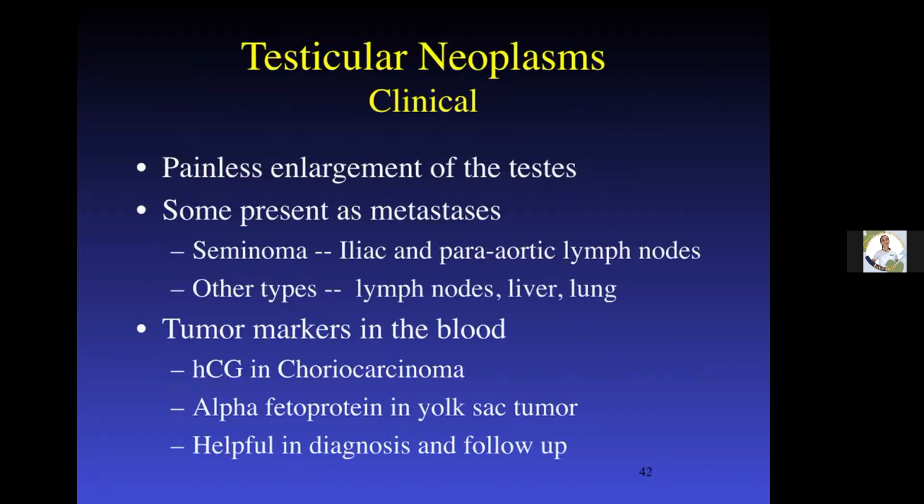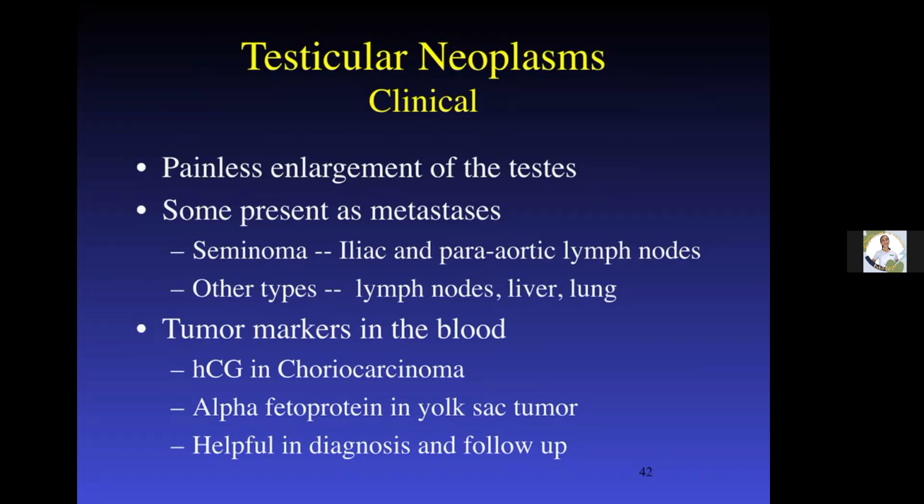So what are the clinical features of your testicular neoplasms? They are painless enlargement of the testis. Some present as metastasis. Your seminoma will metastasize in the iliac and para-aortic lymph nodes. While your other types of tumors may metastasize in the lymph nodes, also in the liver and in the lung.